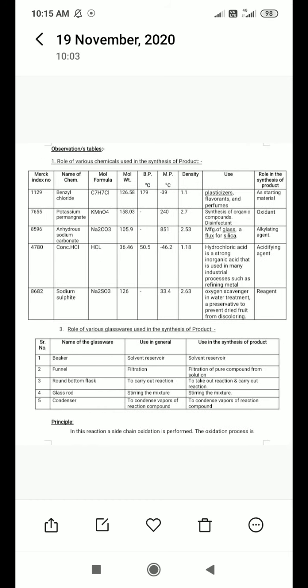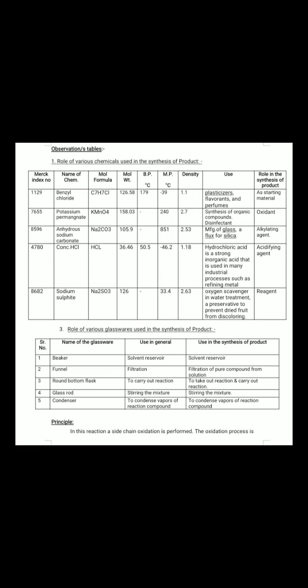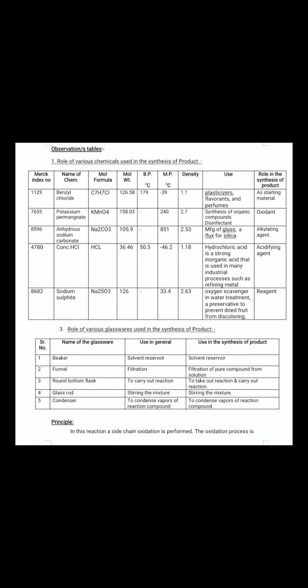Now, the observation table. In the observation table, you can refer yourself to the standard reference books where these chemicals are mentioned, along with the different physical and chemical properties of the chemicals. You can refer and study yourself. You must also know, at the time of performing the practical, the role of the different apparatus. Now, what is the reaction, how does it happen, and what is the mechanism for this particular synthesis?